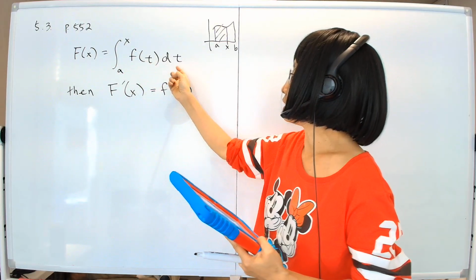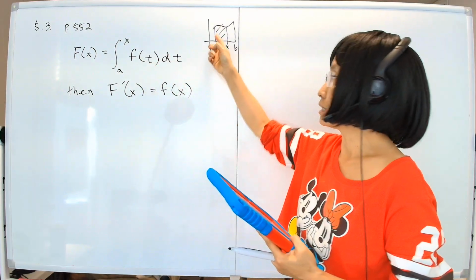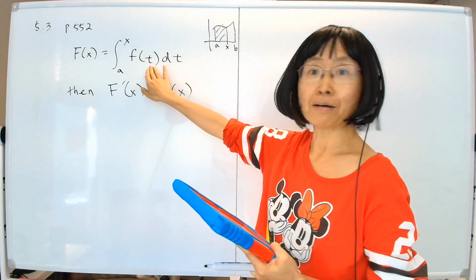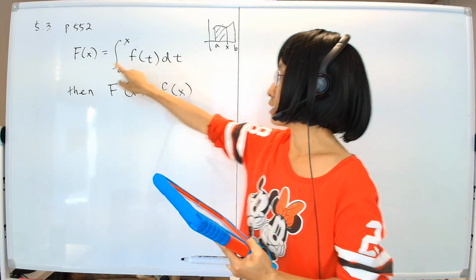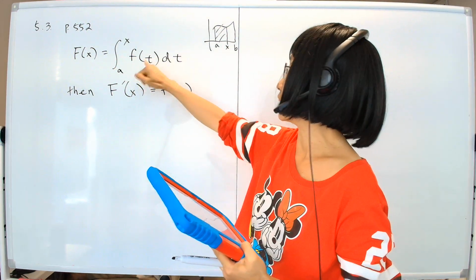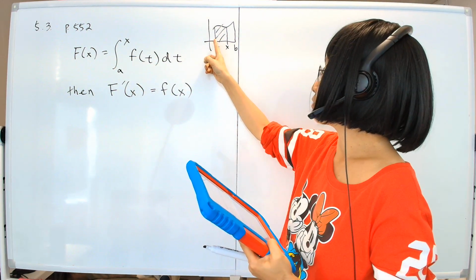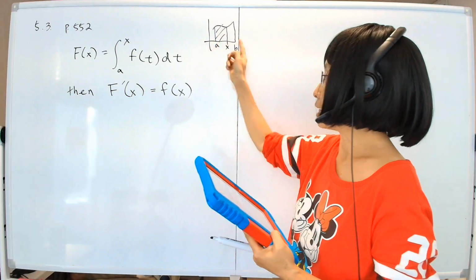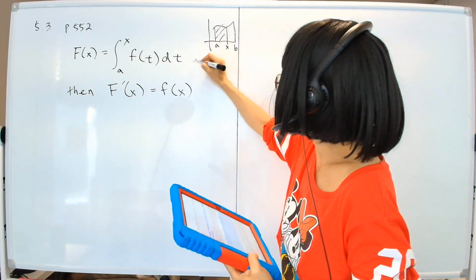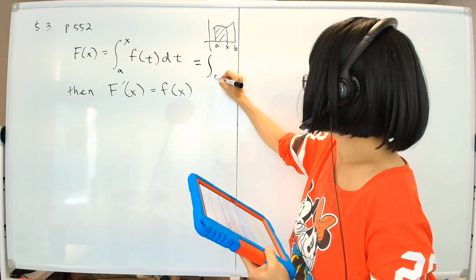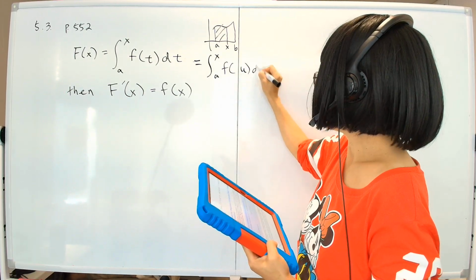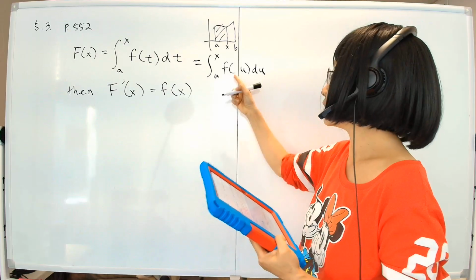What about the t? The t here is just the variable of integration. Your book calls it a dummy variable. In other words, the t doesn't appear in the function itself. The t just tells you to integrate from a to x. This can be written with any other variable, like f of u du. Same deal. The point is, what does that mean?